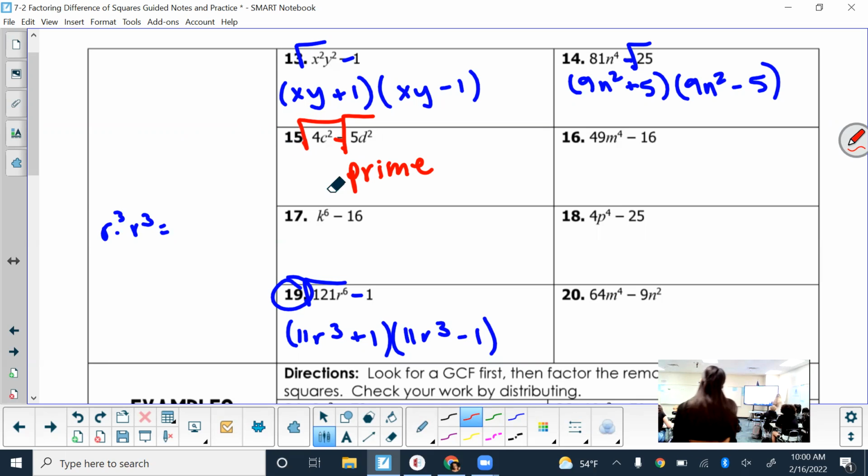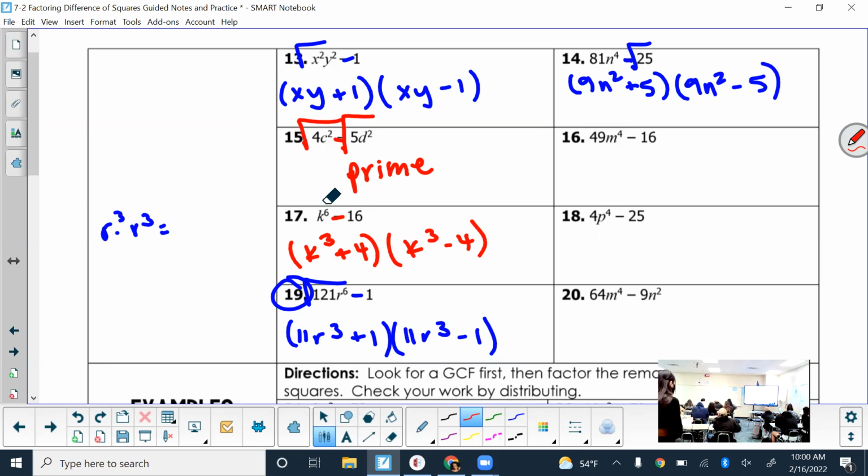All right. 17. That one is a difference of squares. So what's the square root of k to the 6th? And what's the square root of 16? So then I get k cubed plus 4 times k cubed minus 4. So again, if it's an even exponent on a variable, just divide that by 2. That's your square root. Questions?